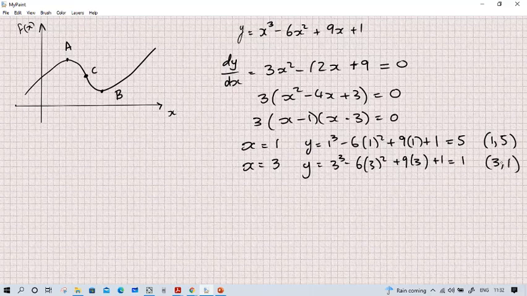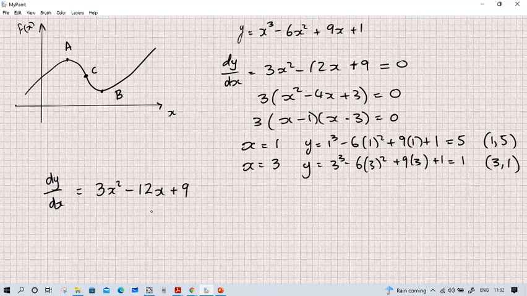Now we have a sketch of this curve, so it's quite easy to see that the point A is (1, 5) and the point B is (3, 1). But if we didn't have a sketch, we will use the second derivative test to determine which is the maximum point and which is the minimum point. So we have our dy/dx equals 3x squared minus 12x plus 9.